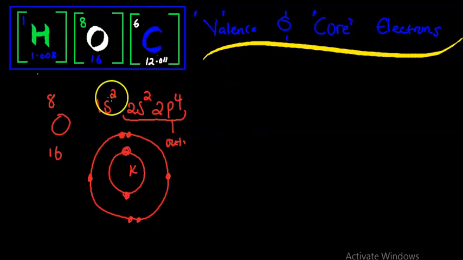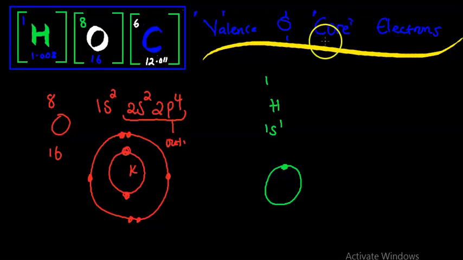Let's try the second one, which is hydrogen. Hydrogen has 1 electron and 1 proton. In this case, the electronic configuration for hydrogen is simply going to be 1s1. And we're going to have just 1 shell carrying just 1 electron. What about the next one?